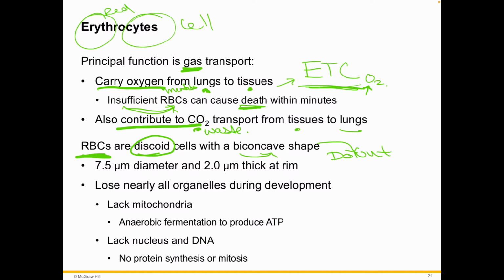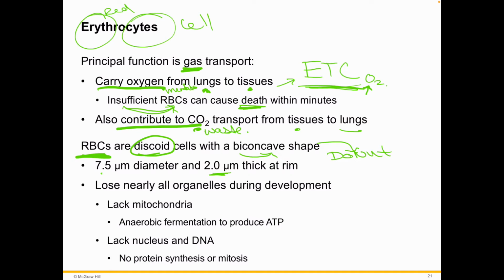Right? And that's what that's referring to. There's kind of a hole in the middle. They're 7.5 micrometers in diameter, and then they're 2.0-ish micrometers thick at the rim, at the thickest point.